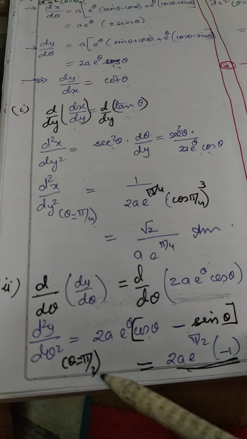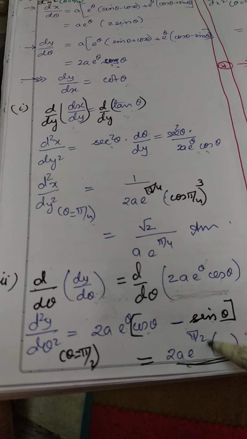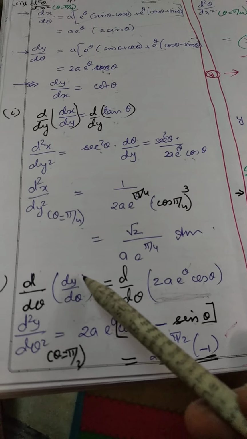Put the value of θ equal to π/2. This will reduce to 0, this will be minus 1, and e to the power θ is 1. So that's the answer for the second derivative of dy/dθ.